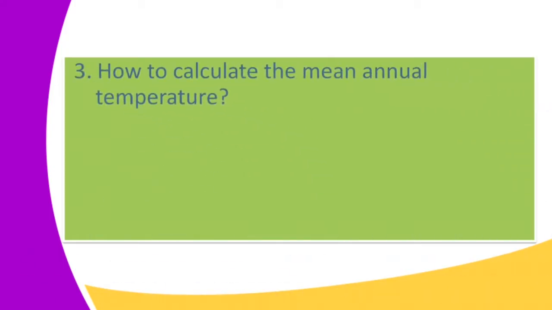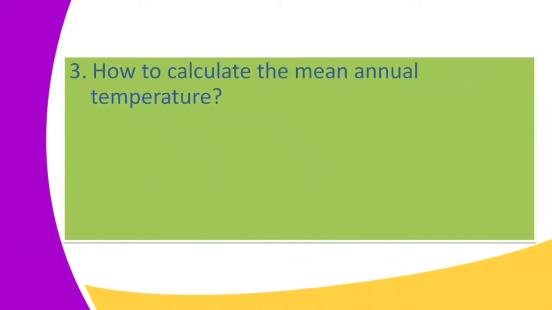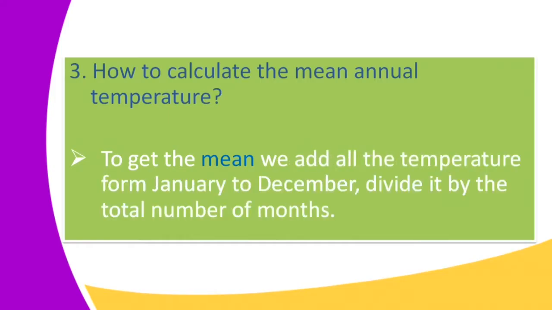We also looked at how to calculate the mean annual temperature. Mean is the average of everything. Annual means yearly. And you also know the meaning of temperature. So we said that you calculate the mean annual temperature by getting the mean. We add all the temperatures from January to December, then we divide by the total number of months. Annual means a year. In a year, you have 12 months. So you add the total temperatures and divide by the total number of months.